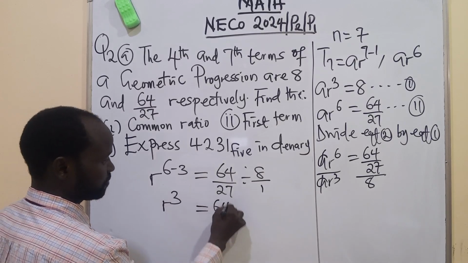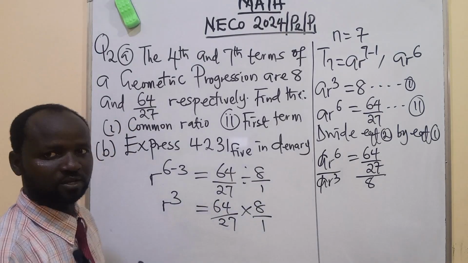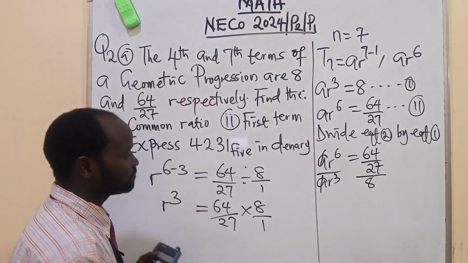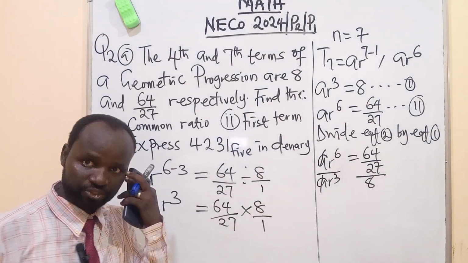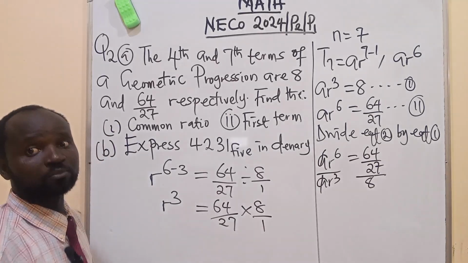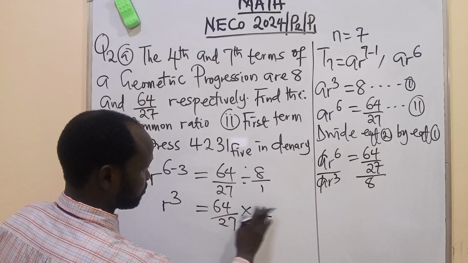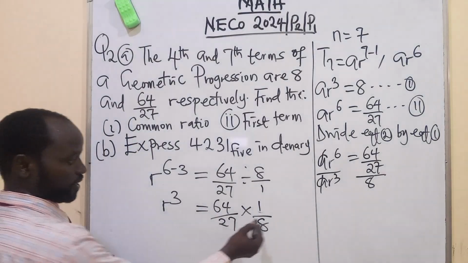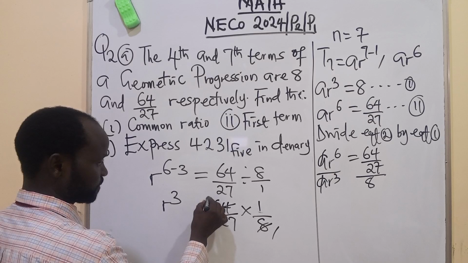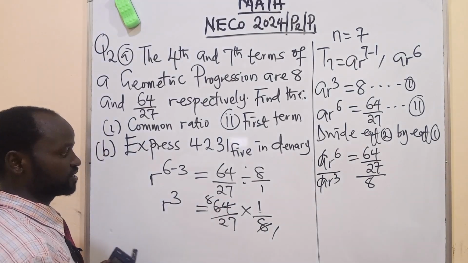This will be 64 divided by 27 times 8 divided by 1. If we change this division to multiplication, our numerator will become the denominator and our denominator will become the numerator. So here will be 1 divided by 8 rather. 8 here, 1, 8 here, 8. Meaning 64 divided by 8 is 8.